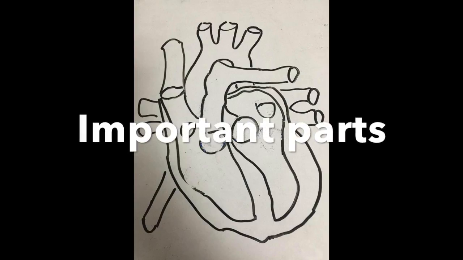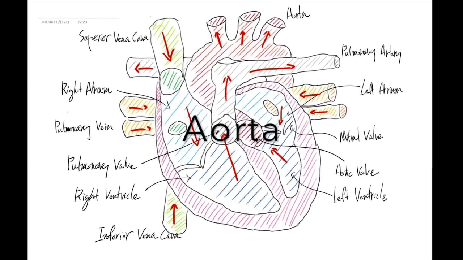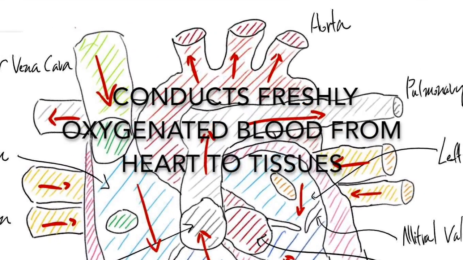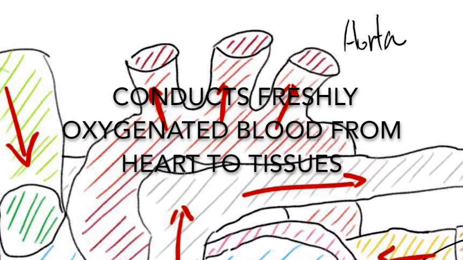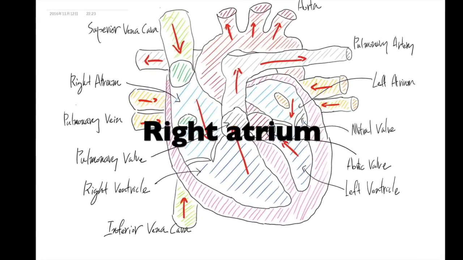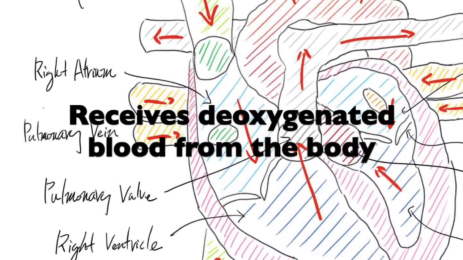We will be talking about the important parts in the heart. This is the aorta, the largest artery in the body. It conducts freshly oxygenated blood from the heart to the tissues. Right atrium. This chamber of the heart receives the oxygenated blood from the body.